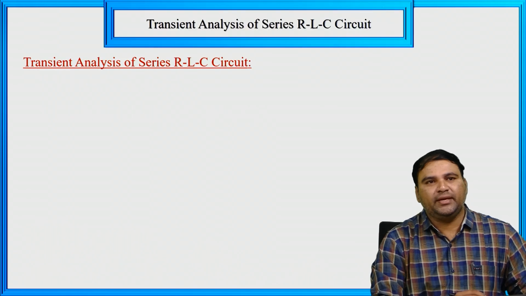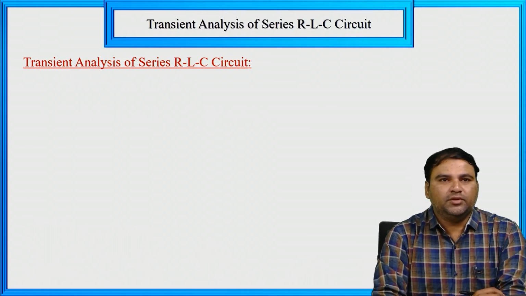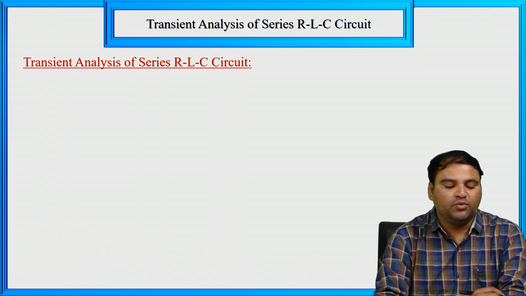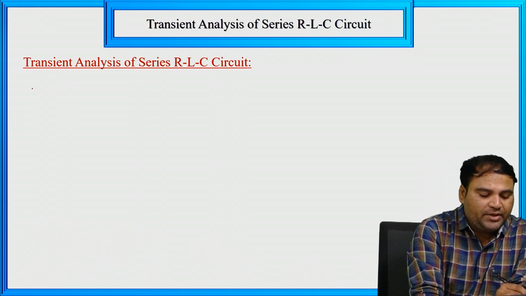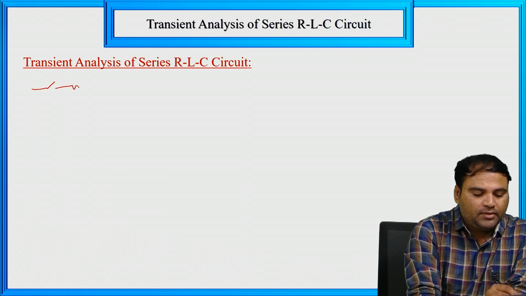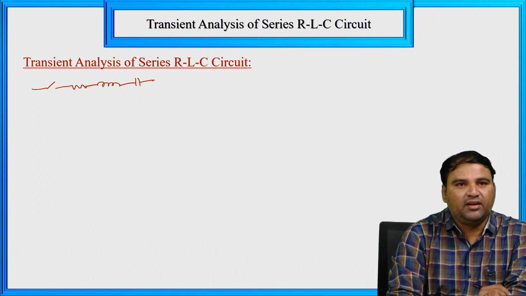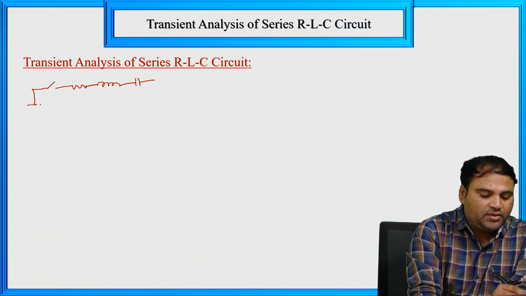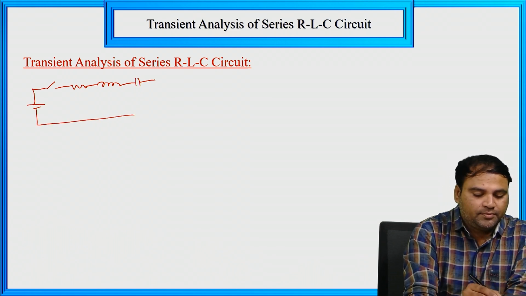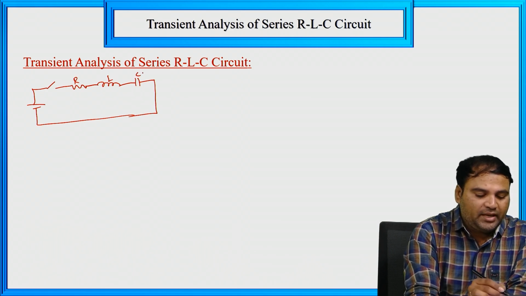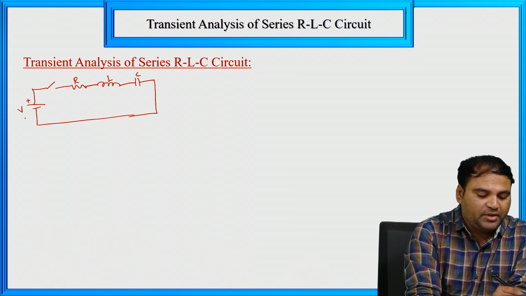So, here, in this case, I am taking three elements: one resistor, one inductor, one capacitor. These three are connected in series across one voltage source. So, here is the circuit: resistor, inductor and capacitor, connected in series across one voltage source. So, voltage is V, plus minus.